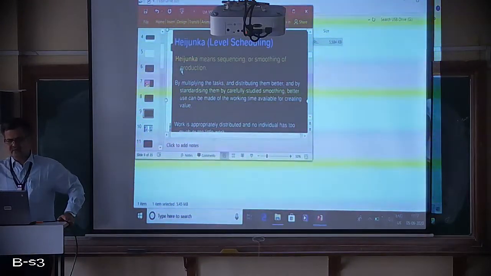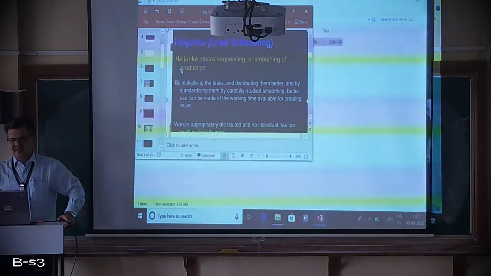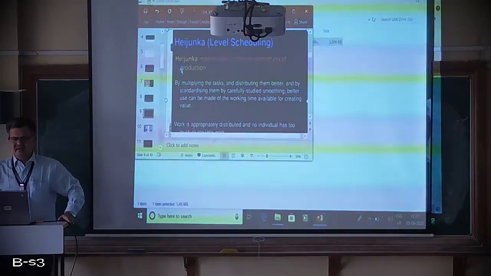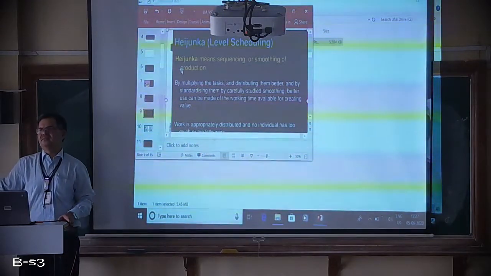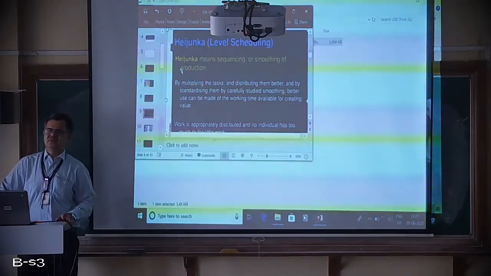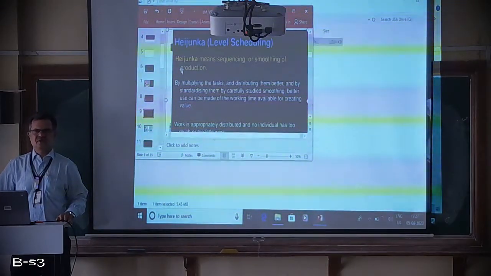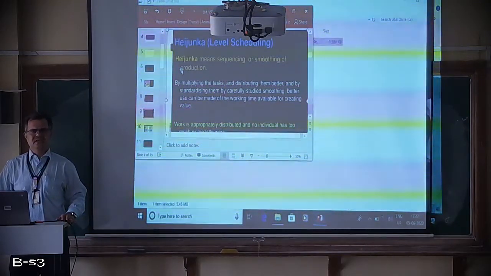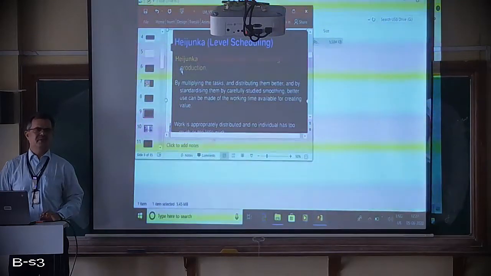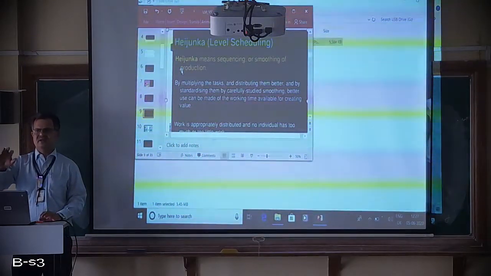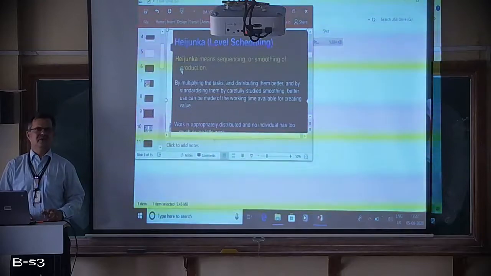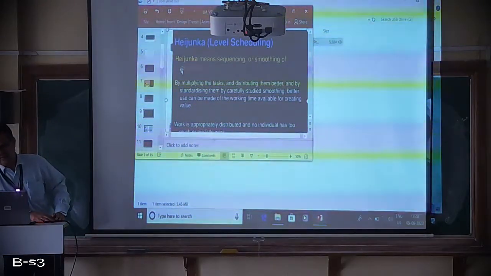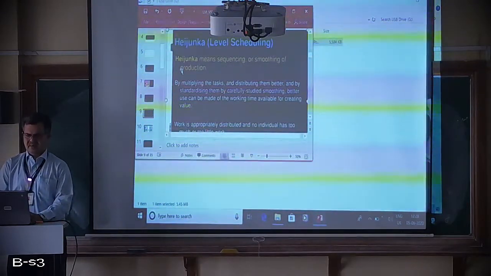By standardizing them by carefully studied smoothing, better use can be made of the working time available for creating value. It's very essential that the available working time should be effectively used. For example, if machine availability is 8 hours in a shift, then that complete 8 hours should be used. It can't be that some time goes to wrong scheduling, so there is so much time wastage. You need to take care of those things. Available time should be used properly.